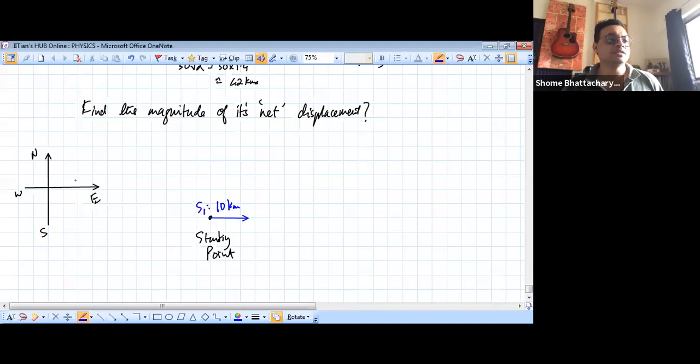Then I'm going in the northeast direction. So northeast kaun sa direction hoga? Aisa direction hoga, 45 degrees north of east. So from this point, I'm making that displacement. So I will reach where? Some direction like this.